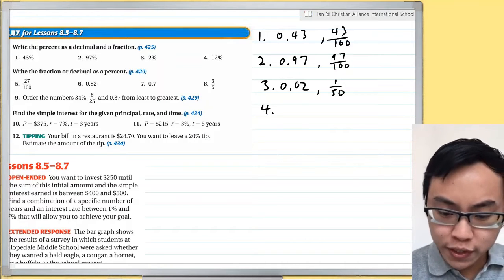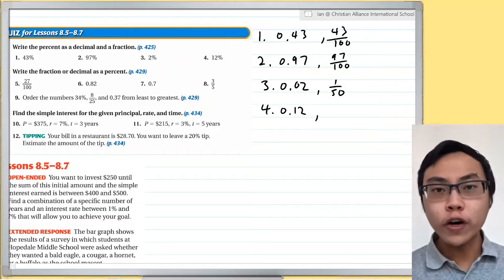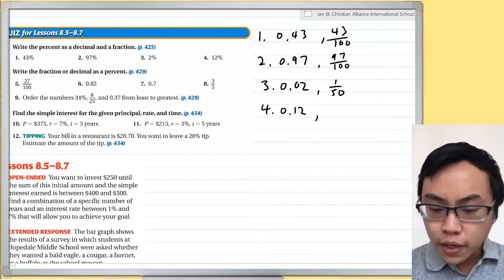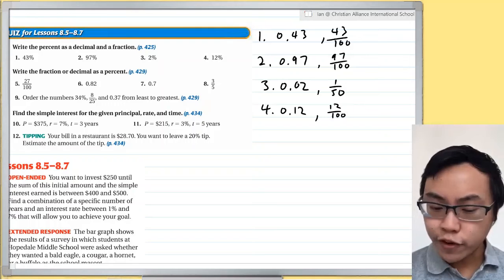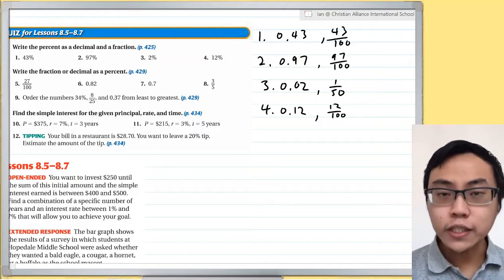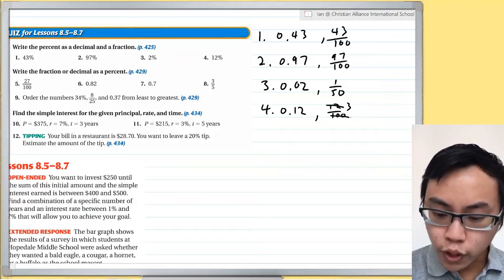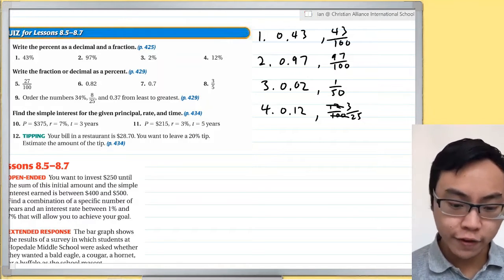Question 4, 12%, that's going to be 0.12, and then 12 over 100, you can simplify by dividing top and bottom. So let me just quickly show you 12 over 100. I can divide by 2 first, or I can actually divide by 4 straight away. 12 divided by 4 will be 3. 100 divided by 4 will be 25, so it's going to be 3 over 25.